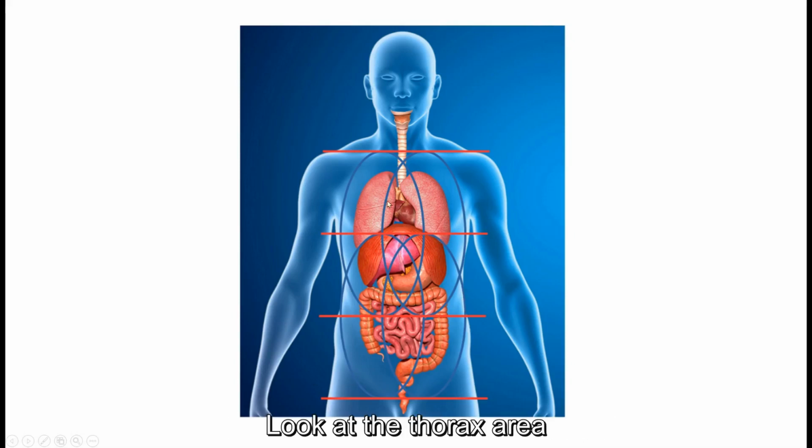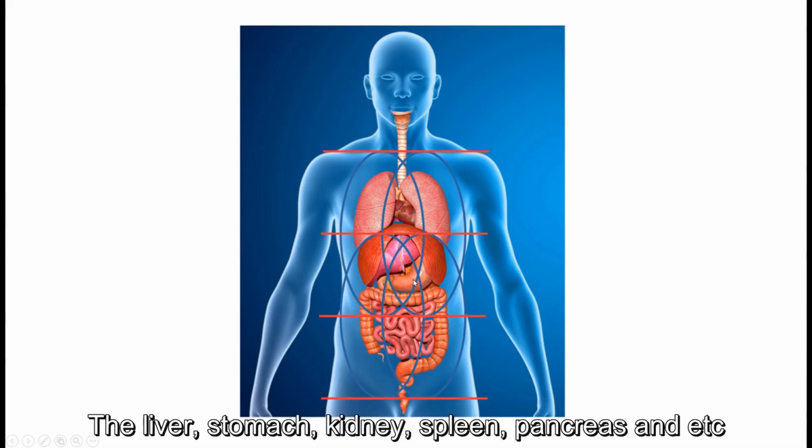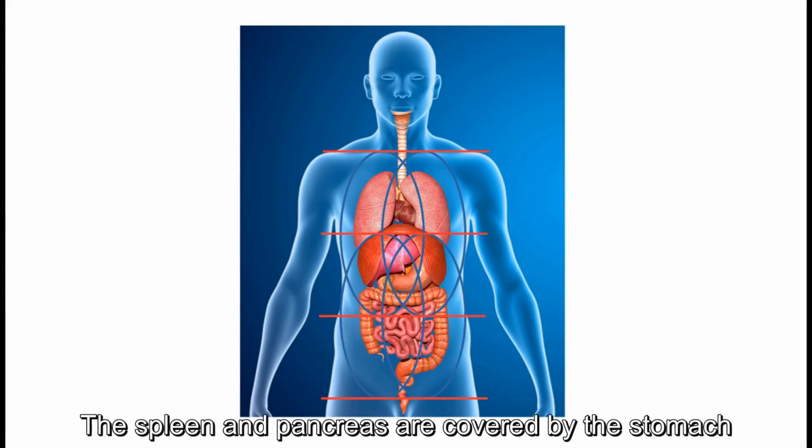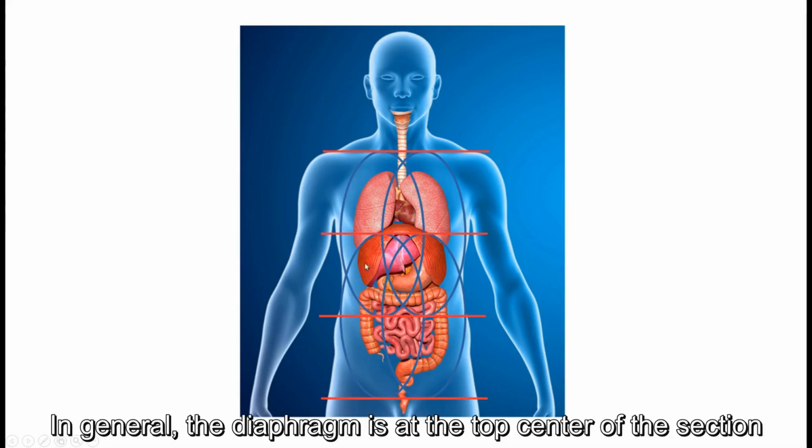Look at the thorax area. It covers the lung and heart. As you can see, the lungs are situated in T1 and T3. The heart is at the center, at T3. At the abdomen section, many important organs are in this section: the liver, stomach, kidney, spleen, pancreas and so on. The spleen and pancreas are covered by the stomach, and the kidney is at the back, which we shall show later. In general, the diaphragm is at the top center of the section.